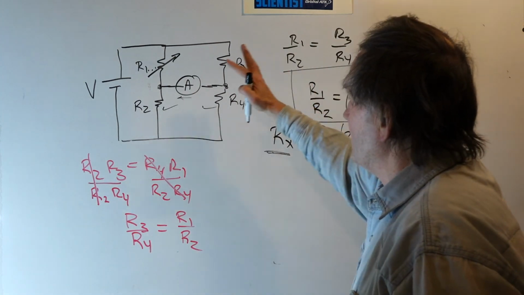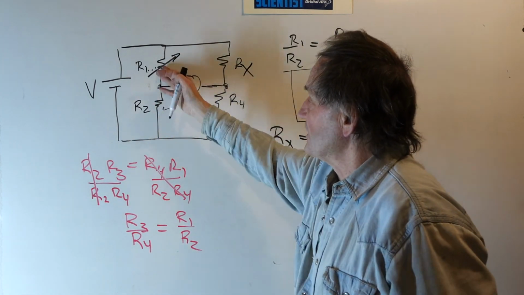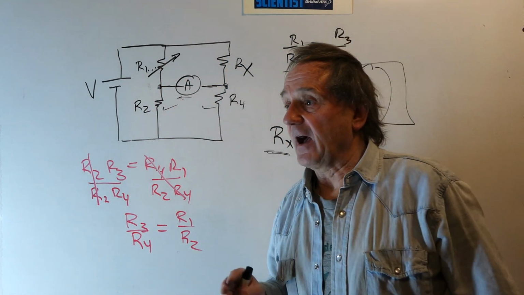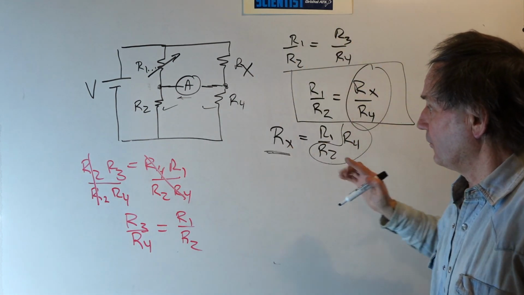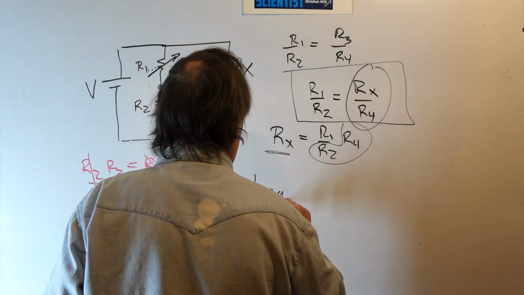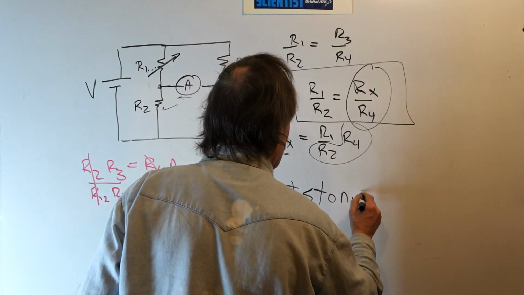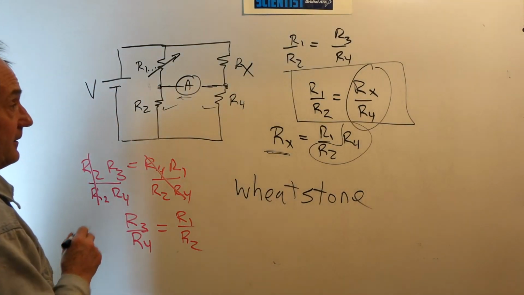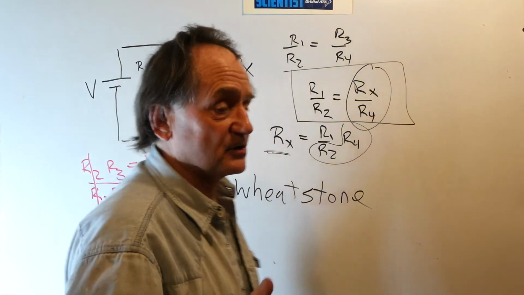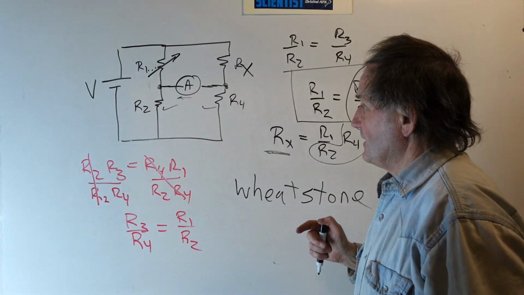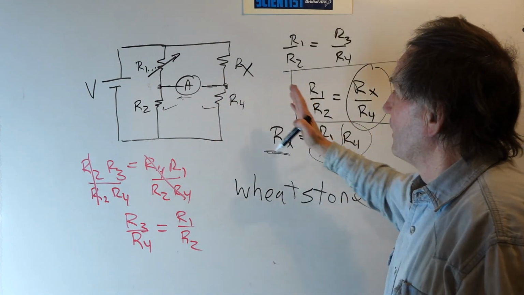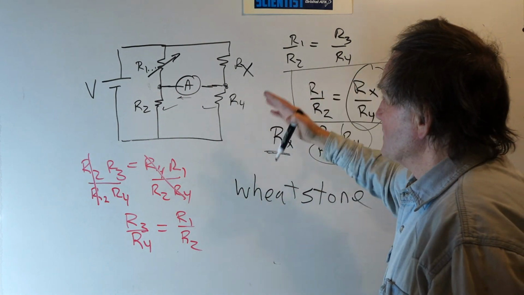And you can also do it with reactive elements where you might put capacitors, inductors in here if you want to find out the capacitive reactance or the inductive reactance of an unknown. But this is how a Wheatstone bridge works. The Wheatstone bridge is a very special bridge network. It's a balanced bridge network. And the network that we were dealing with before was nowhere near a Wheatstone bridge.